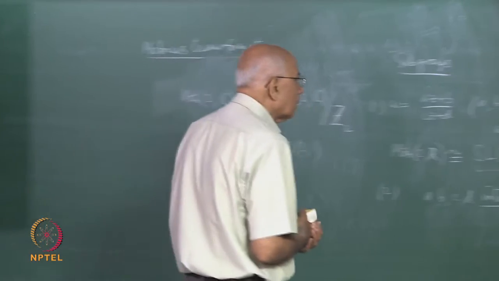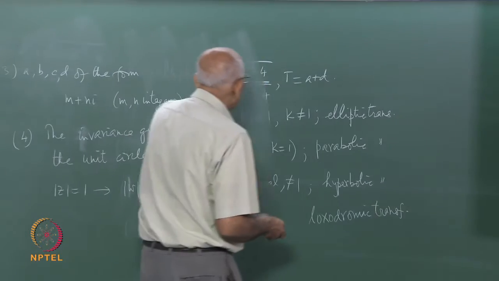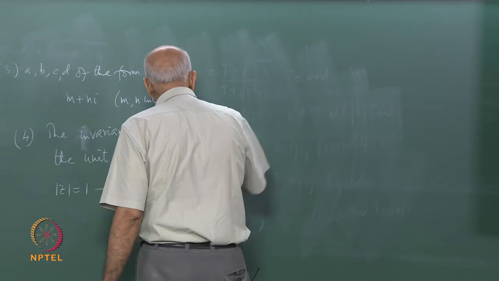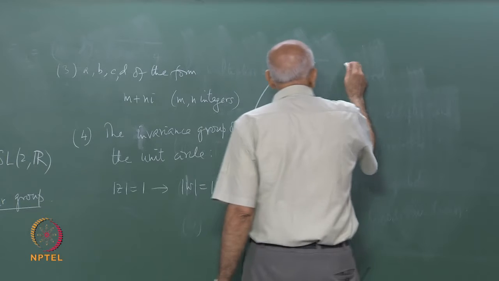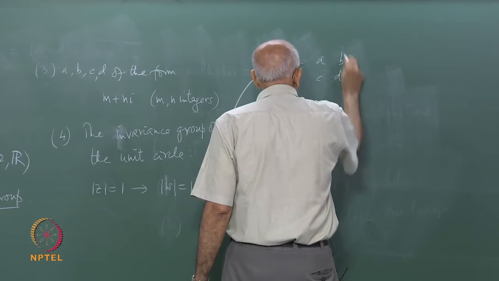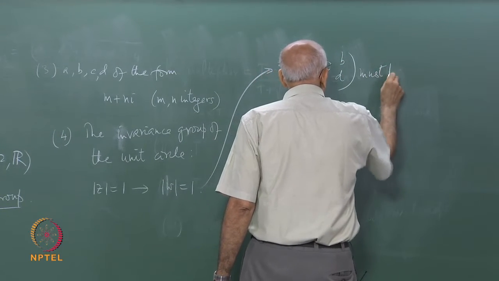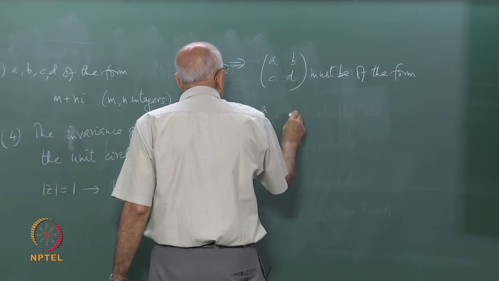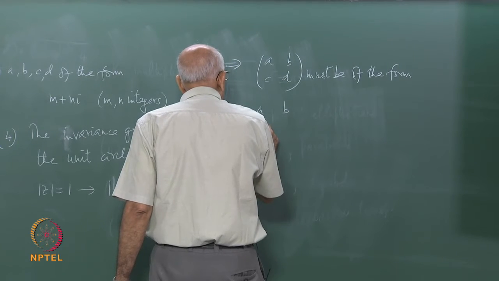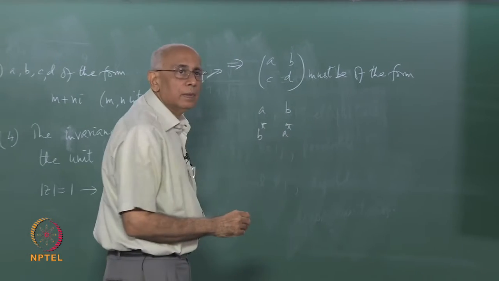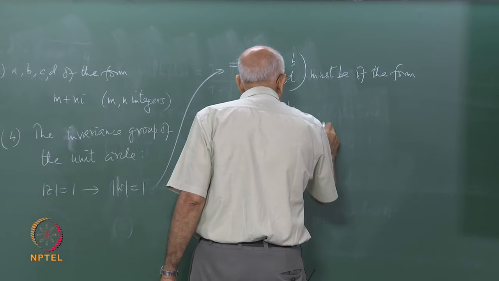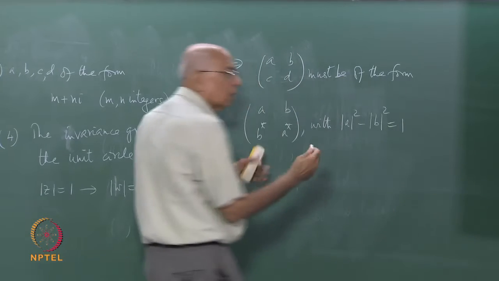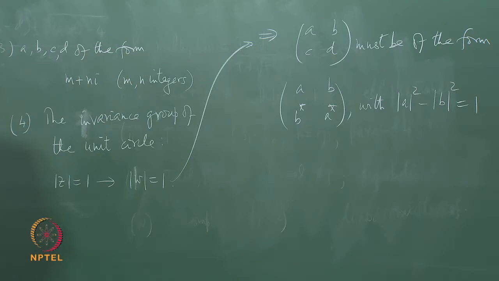And then you discover after a little bit of work, and I have left this as an exercise, that the matrix A, B, C, D must be of the form either A, B, B star, A star, with mod A squared minus mod B squared equal to 1. You want the determinant always to be equal to 1. So it should be of this form.